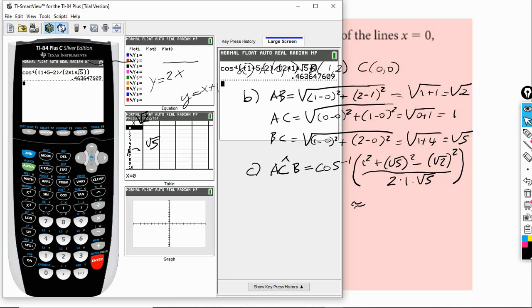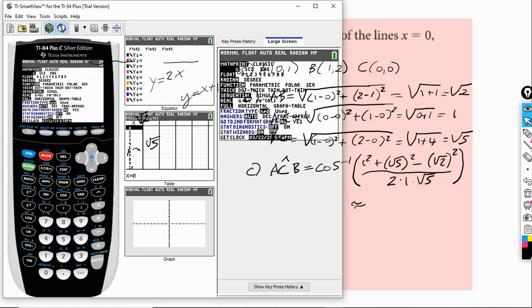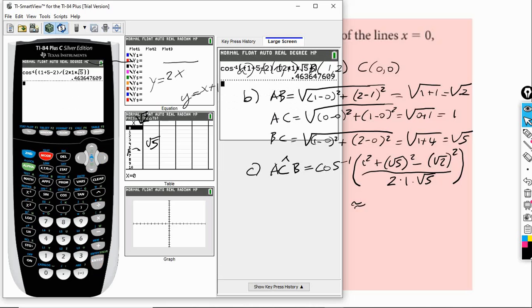So we enter that. And that gives us, oh, this is in radians and we want degrees. So we need to go to the mode and make sure that we have degrees and not radians. So let's go here. And we should have this in degrees. Let's go back to the main screen. And I don't know how to grab that again, so let's just do it again.